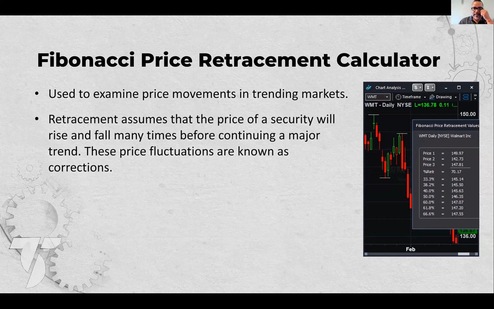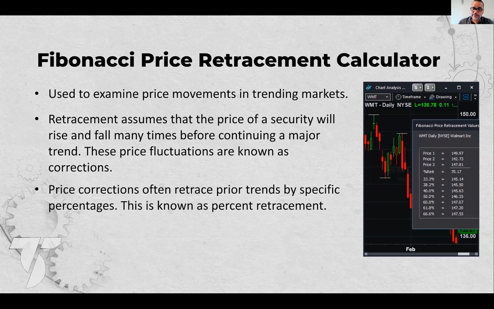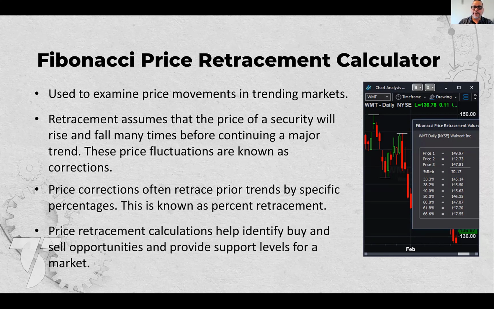Retracement assumes that the price of a security will rise and fall many times before continuing a major trend. These price fluctuations are known as corrections. Price corrections often retrace prior trends by specific percentages. This is known as a percent retracement. Price retracement calculations help identify buy and sell opportunities and provide support levels for a market. If you want to use the retracement calculator just to measure how much something has retraced, that's very helpful.